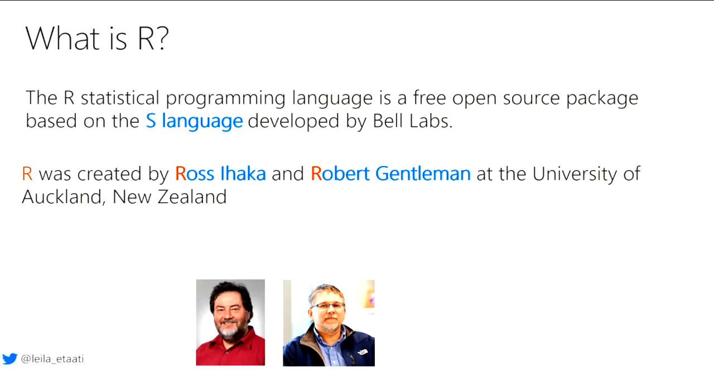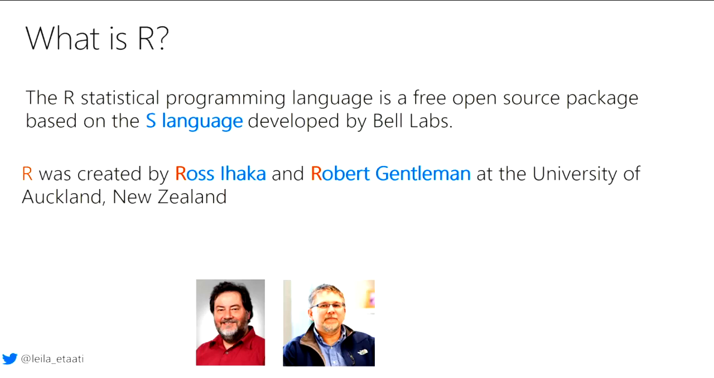So what is R actually? R is a statistical programming language that comes from the S language that was developed by Bell Labs. It's a statistical language that you can use for machine learning, for visualization, and also for many other purposes, not just visualization and statistics. It can be used by different researchers, for different purposes, and in different industries.